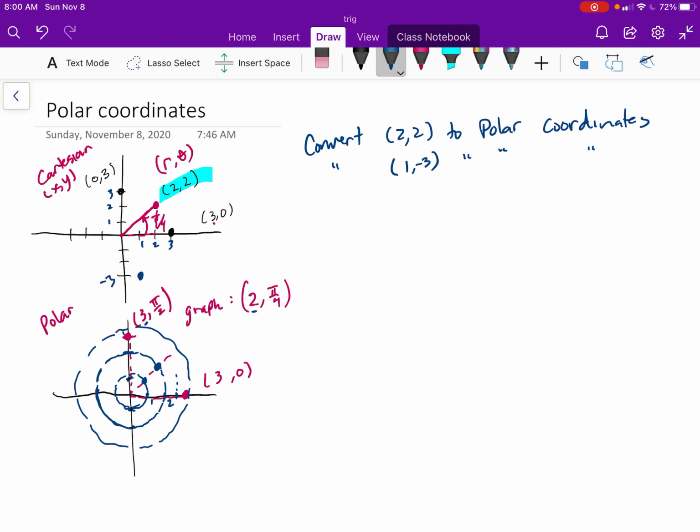So I don't really know for sure what that angle is. It's somewhere in the 4th quadrant, right? This angle here to get to there, somewhere in the 4th quadrant, but I'm not sure what it is. So we have to use some trig.